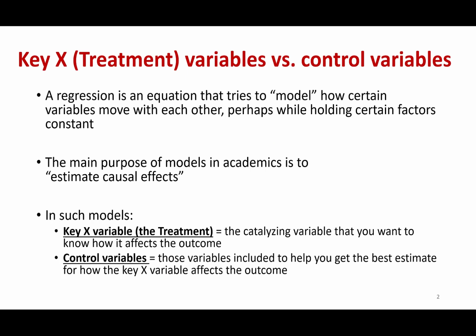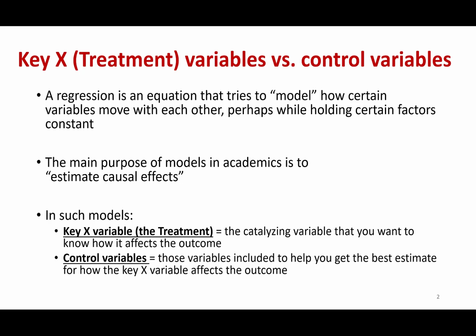Okay, before we get started on that, we have to understand a little terminology. And so for the explanatory variables, or some call it the independent variables, I like to distinguish between two types, the key X or the treatment variables versus control variables. Okay, so a regression is something that tries to model how certain variables move with each other, sometimes while holding other factors constant. And there are four main objectives of regression analysis. This is in section 2.2 of the book. The one we're going to deal with here is the primary one, which is estimating causal effects.